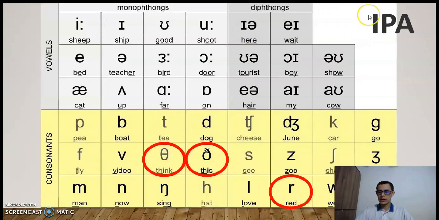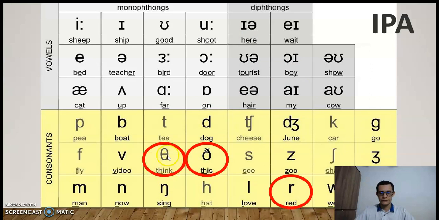And this is the IPA, the International Phonetic Alphabet, in English. In English, we have consonants and vowels as well. These are monophthongs and diphthongs, okay. These are two pronunciations at the same time. And the red circles are the ones we have learned today.